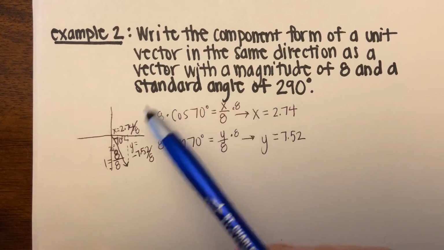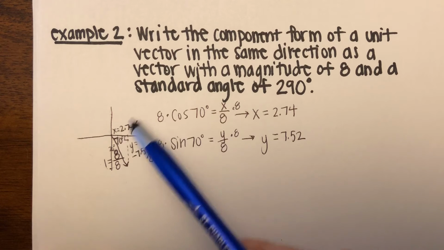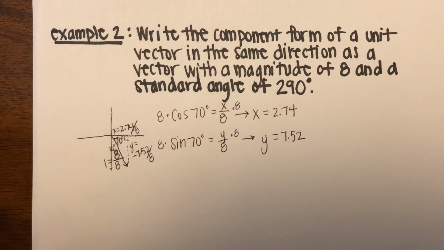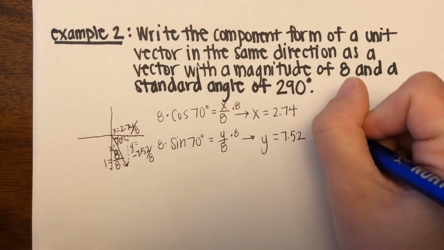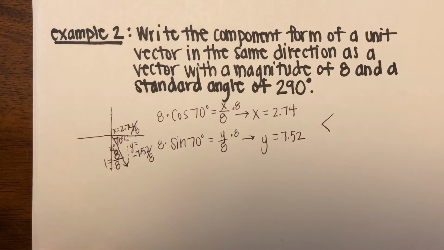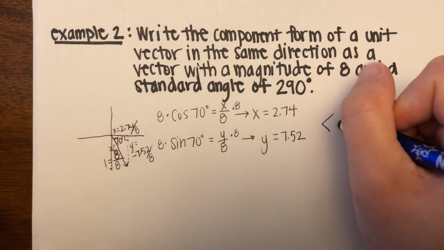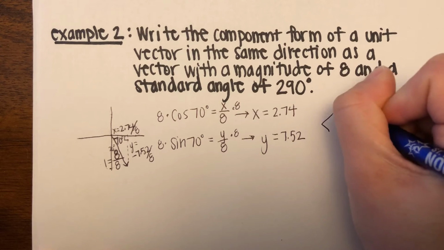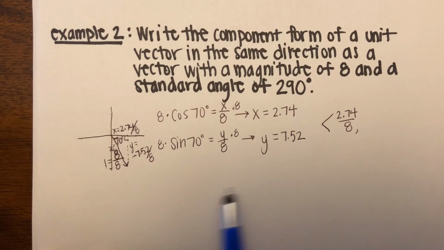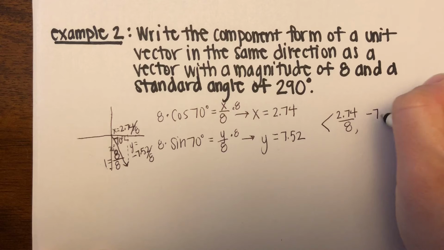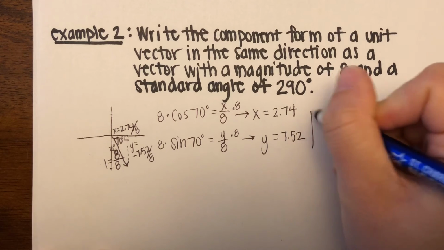Normally, it's kind of bad manners to have a decimal within a fraction, but I'm okay with you guys just leaving it like that. So now we have our x and y components of our unit vector. So the last step would just be to write it in component form. So here, the x component is going to be 2.74 over 8. And then our y component would be negative 7.52 over 8.